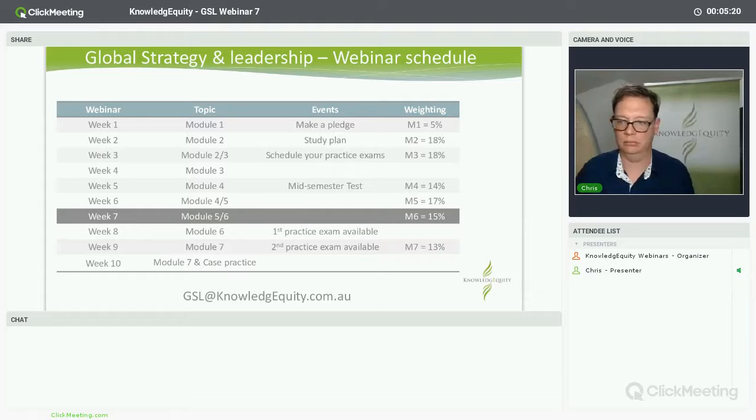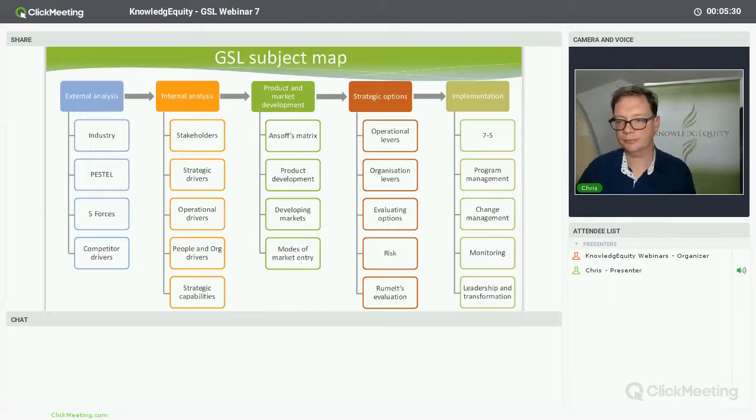One, think about the future state. The other one, think about why does the company exist? What's its purpose? Why are they there? As opposed to what that key future state goal is. Values and goals is a bit clearer. So we're still in module 5.